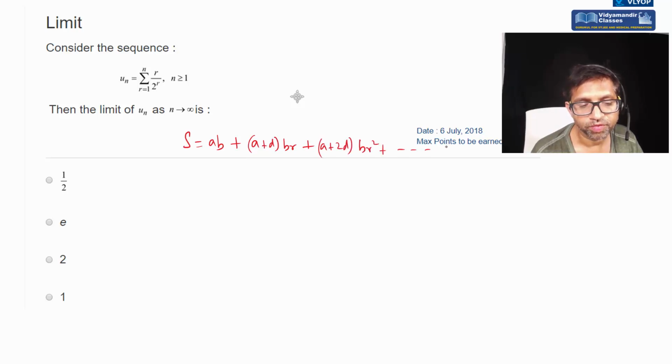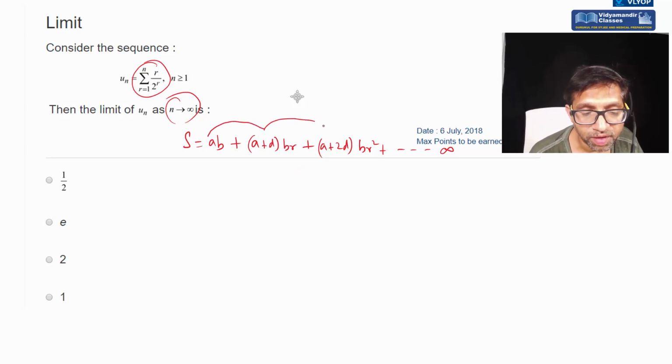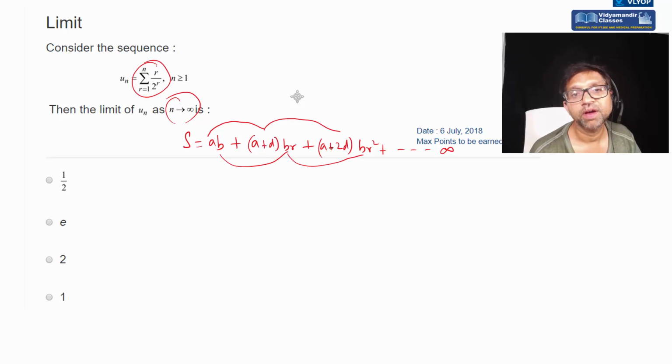This goes on up to infinity, because we have to find the sum up to n terms, and then take the limit as n approaches infinity, so we can find the sum up to infinite terms of this arithmetico-geometric series. Why do we say arithmetico-geometric series? Because look, a plus d, a plus 2d, all these terms are in AP, and if you see the second part, b, br, br square is GP. So the first part of every term is AP and the second part of every term is GP.